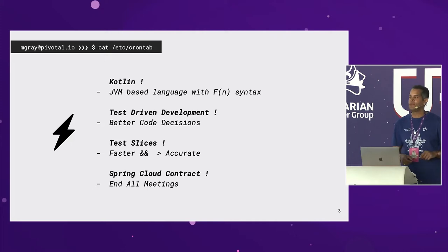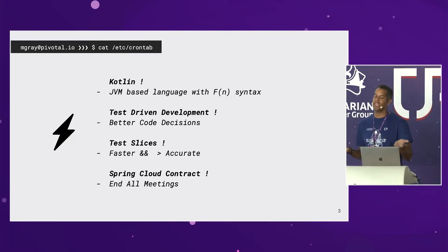Test-driven development helps us make better code decisions. Like I said earlier, it's about culture. It's about who you engage in your company or your group, the people you're developing with, if you're an open source project or if you're a closed source project. It helps to engage in the type of decisions that you know about your code.